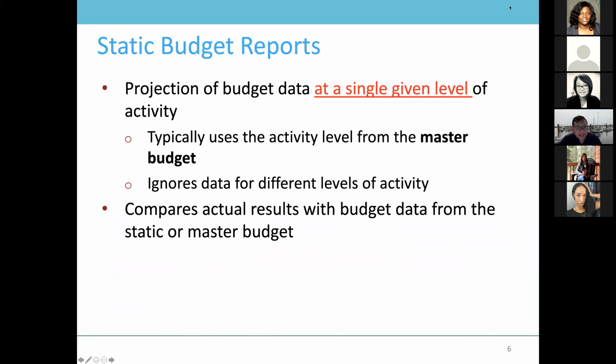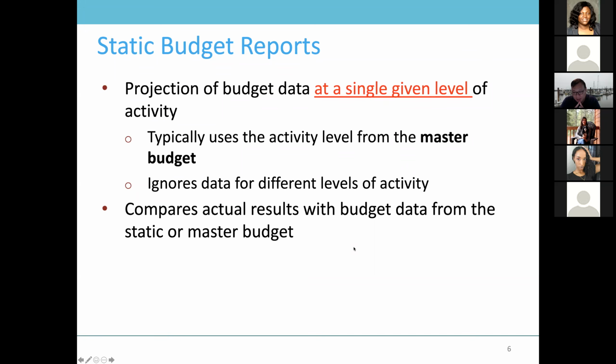Okay, so static budget report. When we are saying static, that means that when we are doing the projection of the budget data, we are only using a single level of activity. Just a single level of activity. And this number, this level of activity, is typically pulled from the master budget.